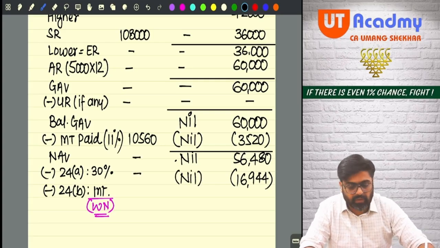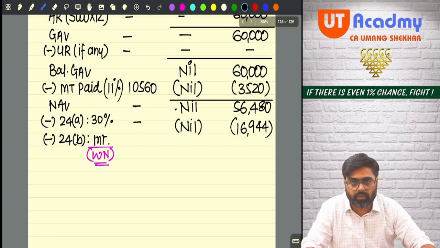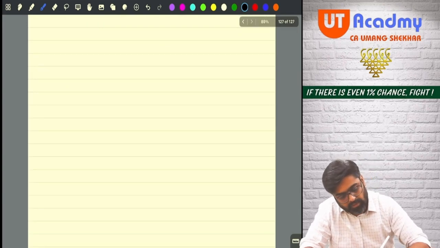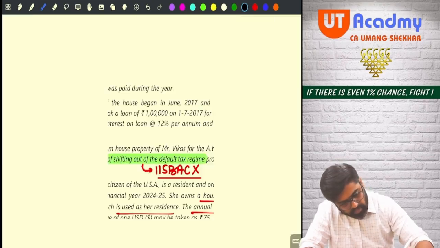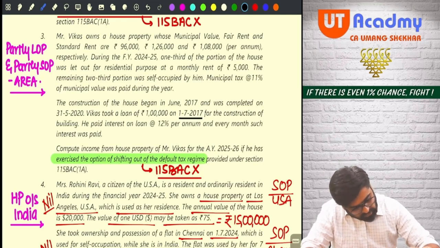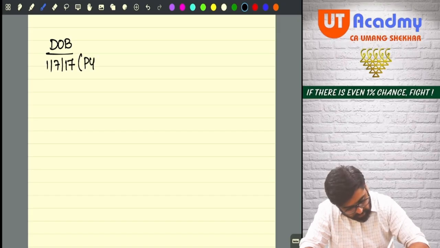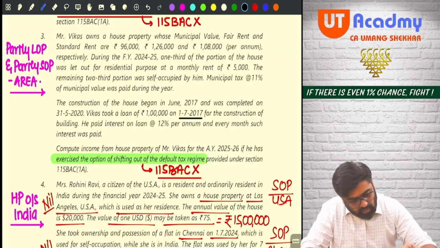Sure. Now we will have a discussion about the interest. But for interest, I will have to make a working note. Right? Okay. Let's go to that working note. Come on, tell me. See, the date of borrowing, in the question it is said, was 1st July 2017. Can I say in the previous year 17-18 the loan was taken on 1st July 2017? Okay. The amount of the loan was 1 lakh and the rate of interest was 12%.